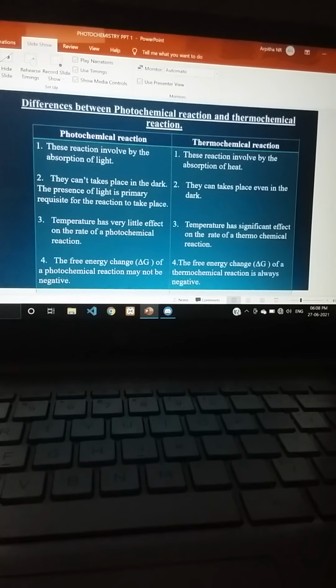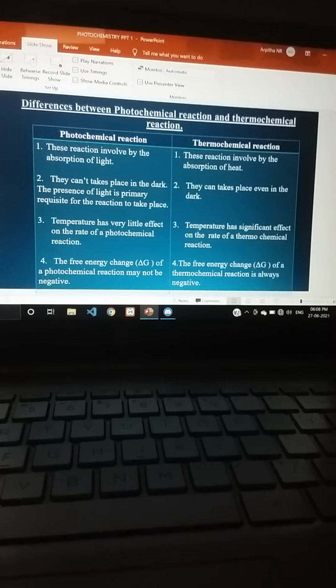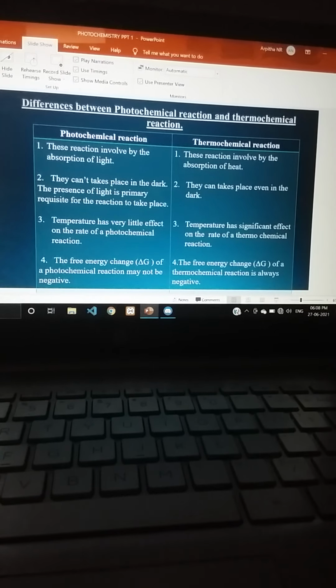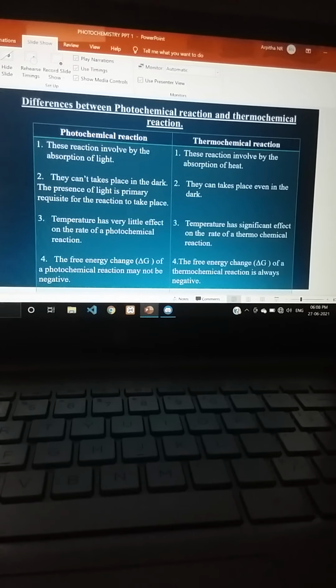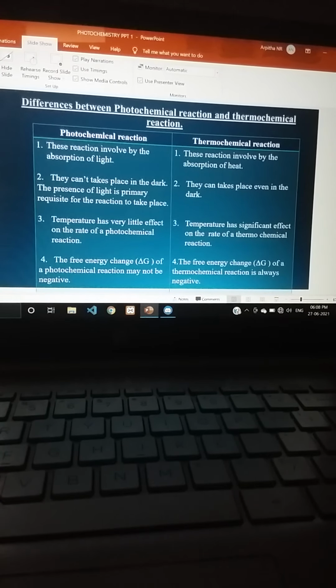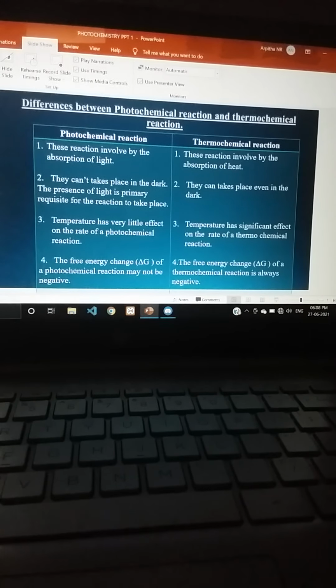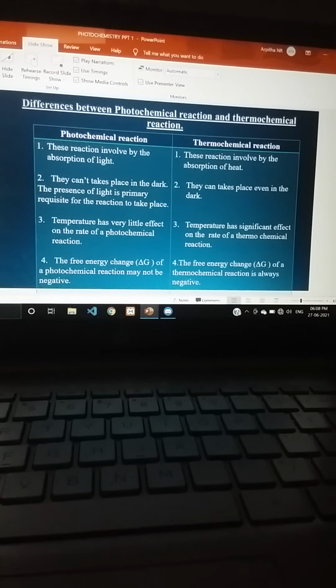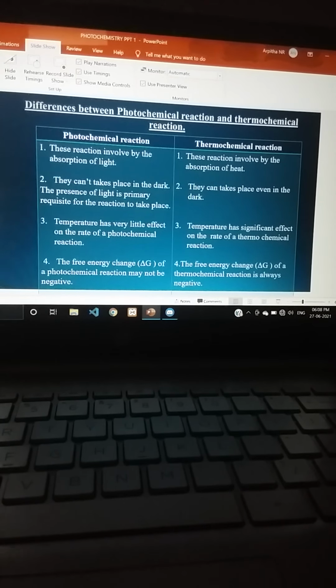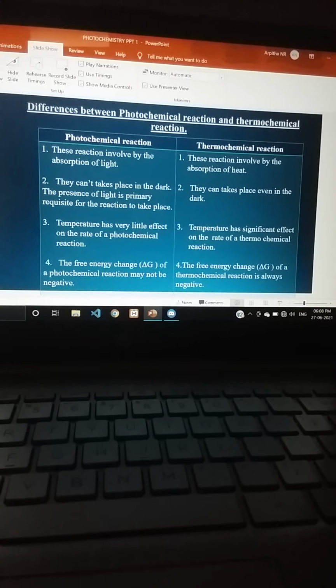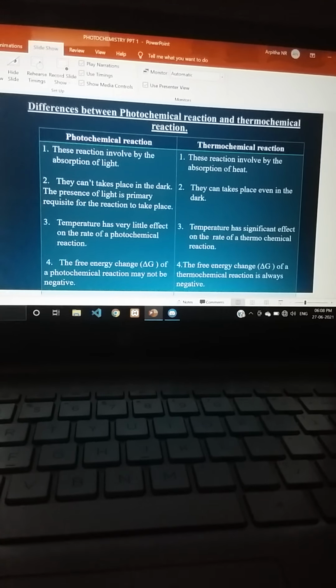Next we will study the differences between a photochemical reaction and a thermochemical reaction. The main difference is that a photochemical reaction takes place by the absorption of light, whereas a thermochemical reaction takes place by the absorption of heat. Remember, photo means light whereas thermo means heat.